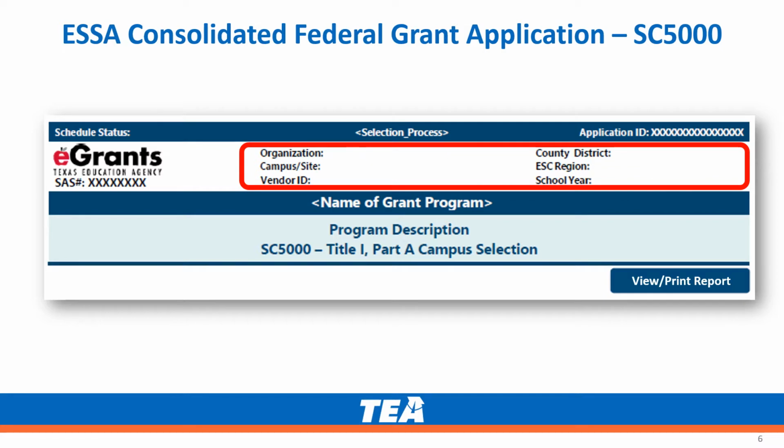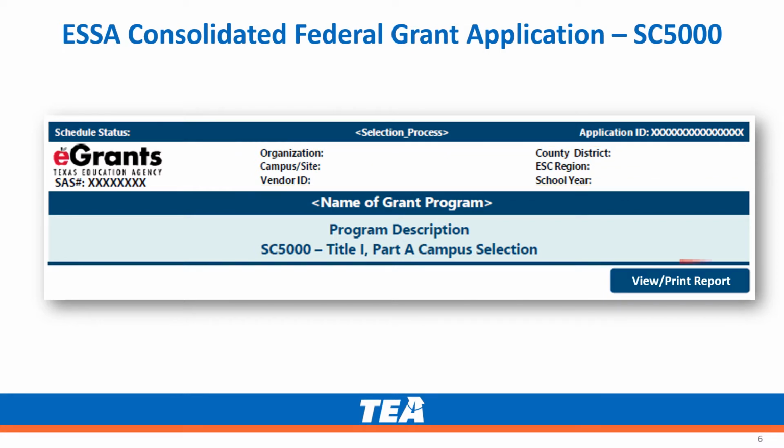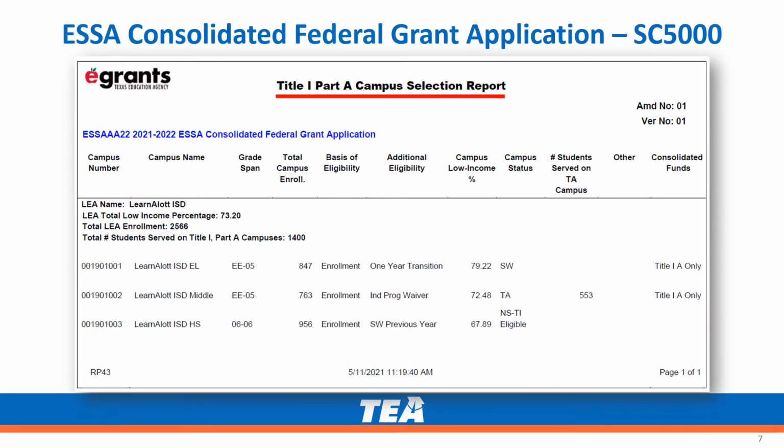The LEA information is pre-populated with no input required. At the top of the schedule, you can also locate and click on the View Print Report feature. When you click on it, a report will generate that includes the information you entered into the SC5000.